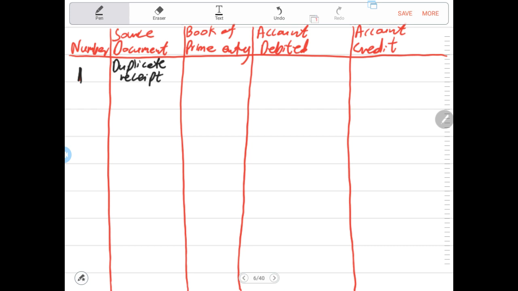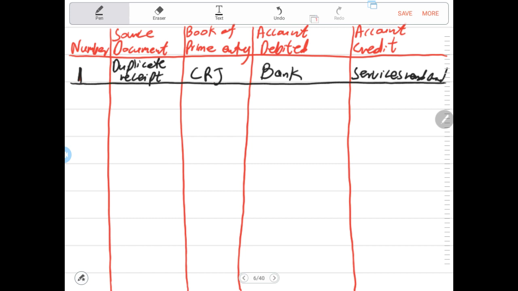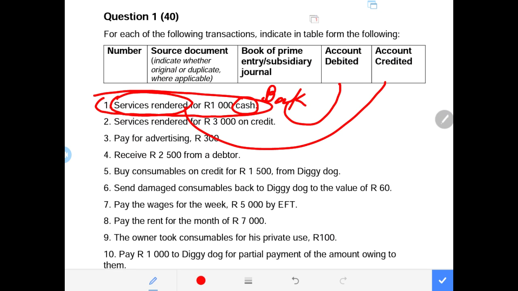Then we said we received money from a customer for services that were rendered, so this will be the cash receipt journal. Account debited: we said money in the bank will increase, because we received money for the services that were rendered. And the entry to be credited will be services rendered income. We know that services rendered is an income. So this is how you will be recording a transaction where a service was rendered for cash.